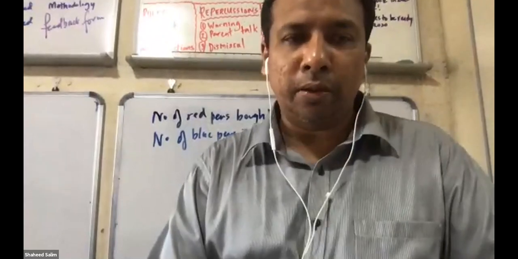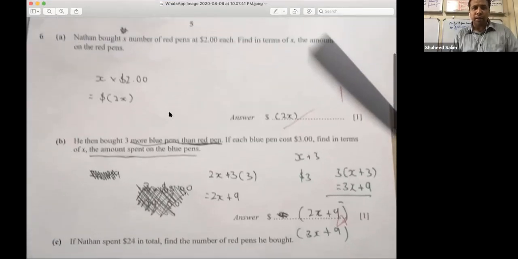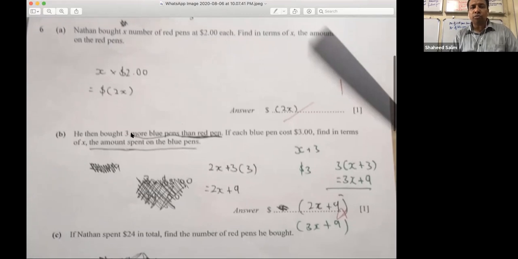Okay, if you cannot see, I'll share screen. I'll show you again. Down here now. He bought X number of pens, so the number of red pens bought is X. Then he bought 3 more blue pens than red pens, so must be 3 more than X. So X plus 3 is the number of blue pens bought.